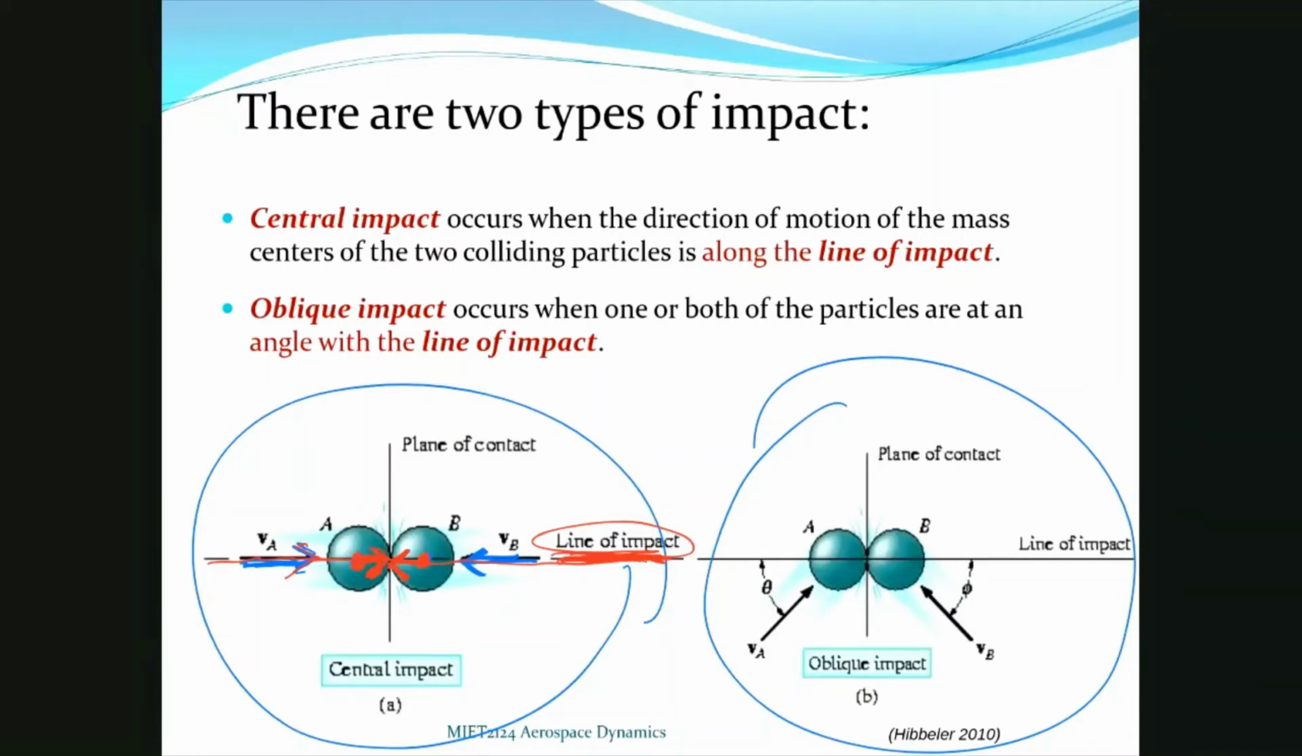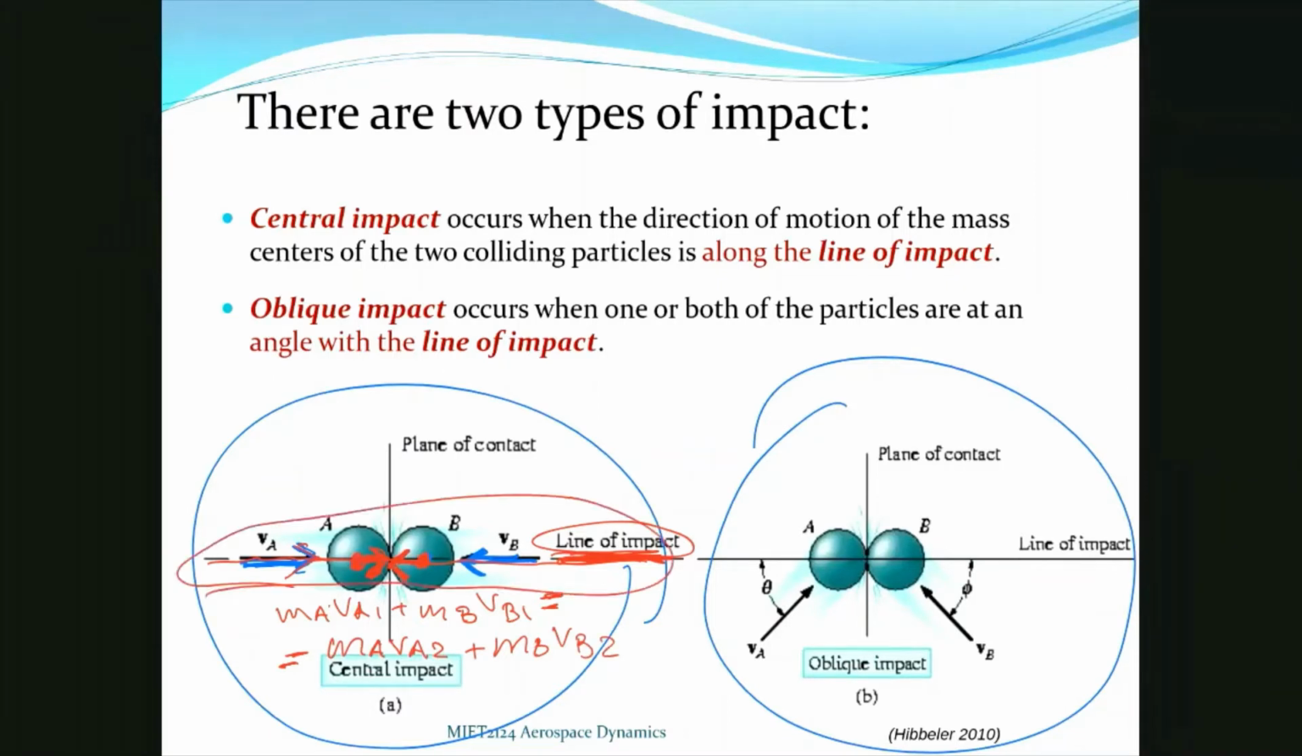So mA vA1 plus mB vB1 equal to mA vA2 plus mB vB2. So that's what we apply in this direction.